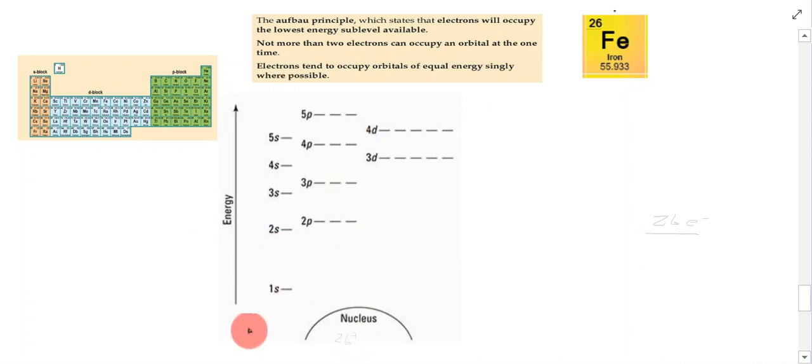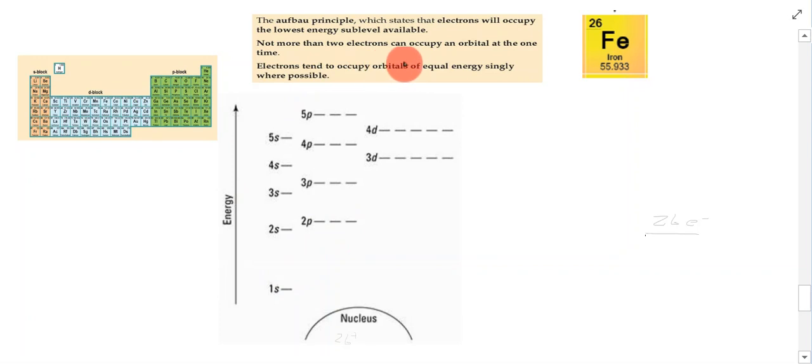So we fill up our sub energy levels as per these three rules. The first rule states that electrons will occupy the lowest energy sublevels first. So this sublevel here is filled up before this sublevel, and that's before this one, etc. Not more than 2 electrons can occupy an orbital at any one time. Each of these dashes represents an orbital, and each can hold 2 electrons only.